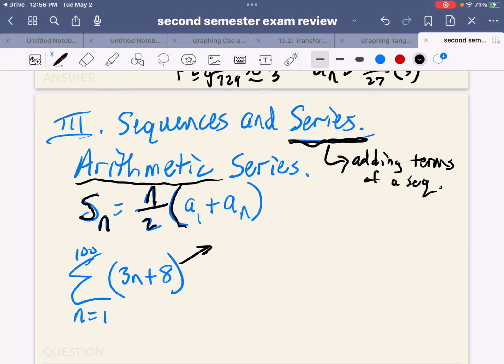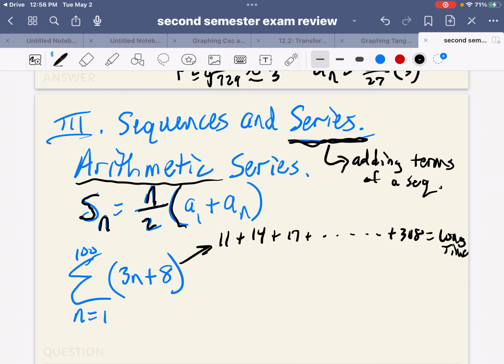The first term would be 11, plus the second term would be 14, plus the third term would be 17, all the way out until you got to the 100th term, which would be 308. That would take a long time to do from left to right. 11 plus 14 is 25, 25 plus 17 is 42, plus. That would take forever.